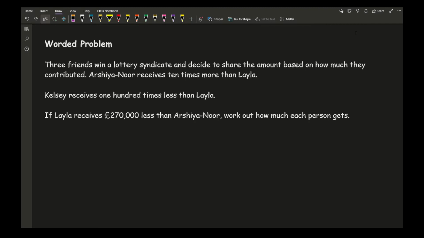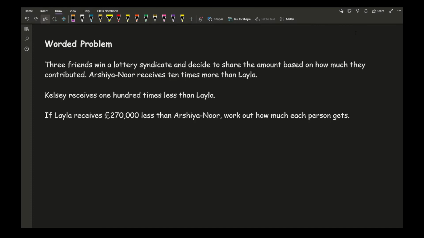So for example, 3 friends have thought, you know what, if we win the lottery, let's share the amount. And one person has bought more tickets than another, and they've decided to share the winnings based on how much they've put in. So here we've got 3 people, and it says that Arsenal receives 10 times more than Layla, Kelsey receives 100 times less than Layla, and if Layla receives 270,000 less than Arsenal, work out how much each person gets.